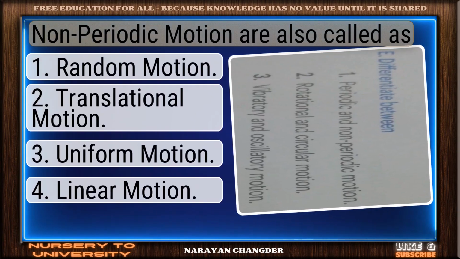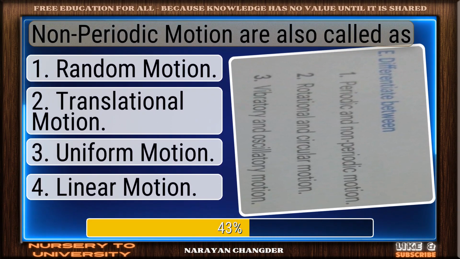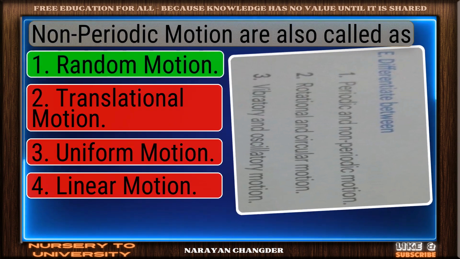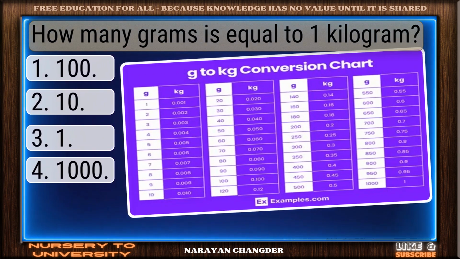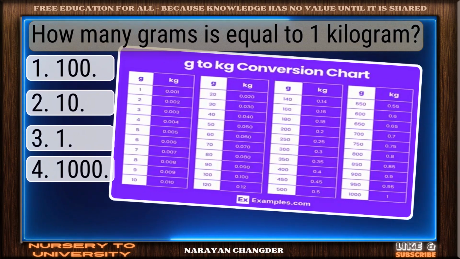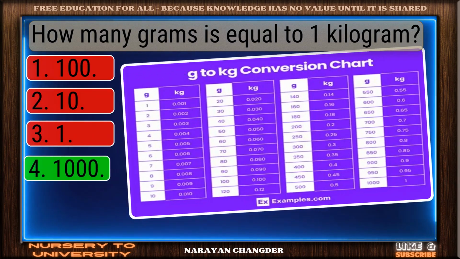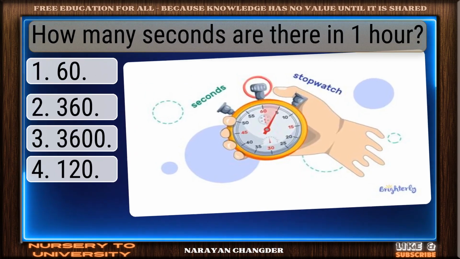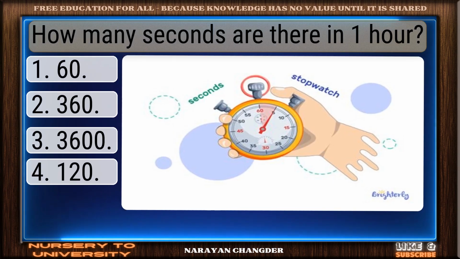Question number 119. Non-periodic motion are also called as. Valid point. Random motion is true. Question number 120. How many grams is equal to 1 kilogram? Well picked. 1000 is the correct answer. Question number 121. How many seconds are there in 1 hour?